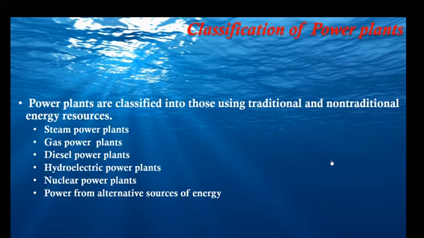The second classification of power plant is the hydroelectric power plant. In this hydroelectric power plant, we are going to study how electricity is generated by using the water available in reservoirs. These hydroelectric power plants are mainly classified into three categories. The first one is the impoundment hydroelectric power plant.